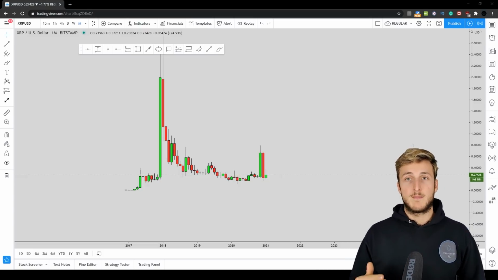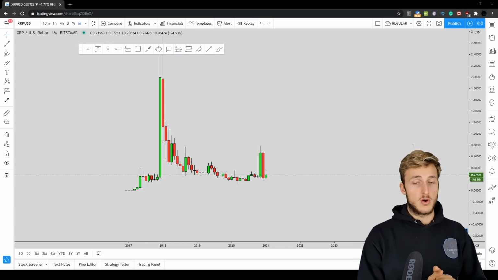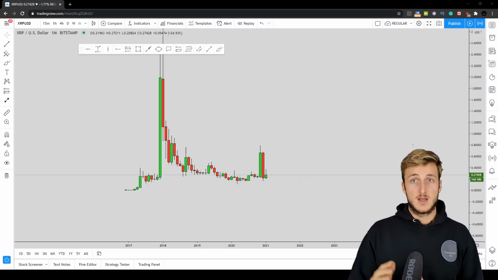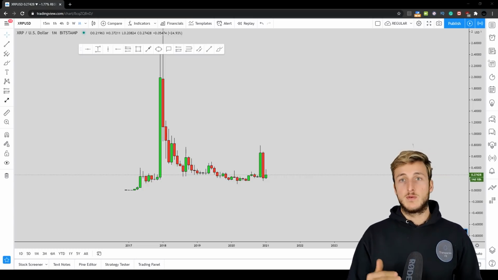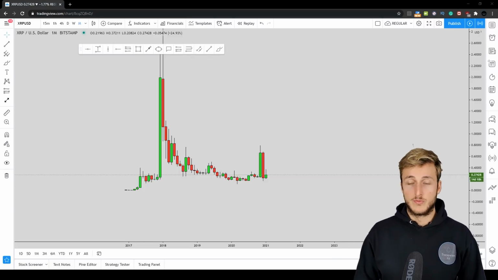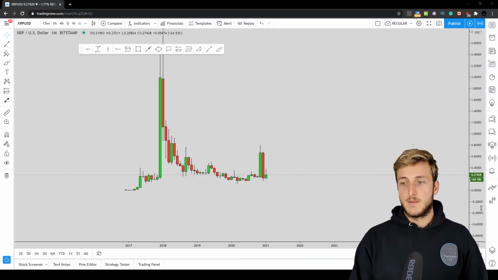First, we will be speaking about the technical aspect of XRP USD from a multi-time frame analysis perspective, and then we will understand how we can be looking for the next opportunity on it to obviously capitalize on the move. Now, let's start here from the monthly time frame.